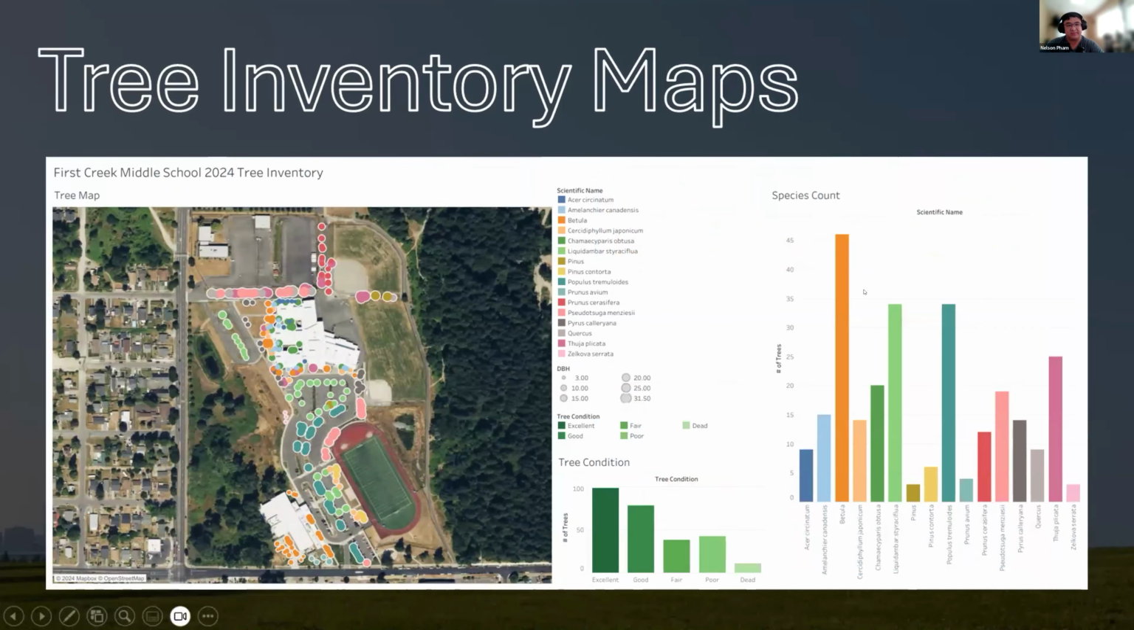So this is the First Creek Middle School 2024 tree inventory. It shows the species count, the tree condition count, and also each circle, the size of the circle is based on the DBH, color is based on species, and then it's fully interactable.